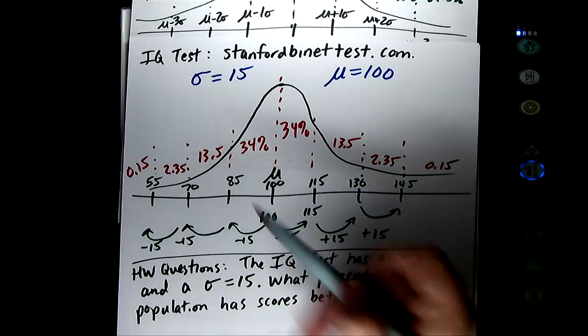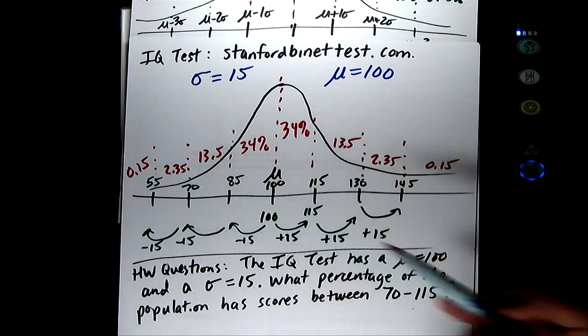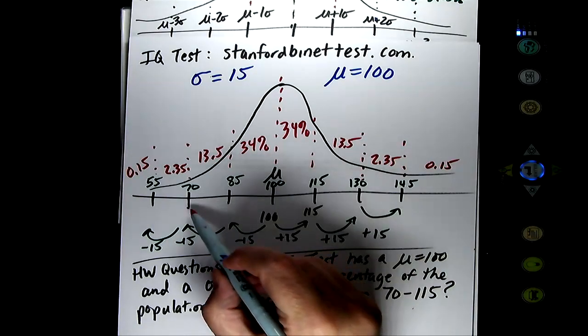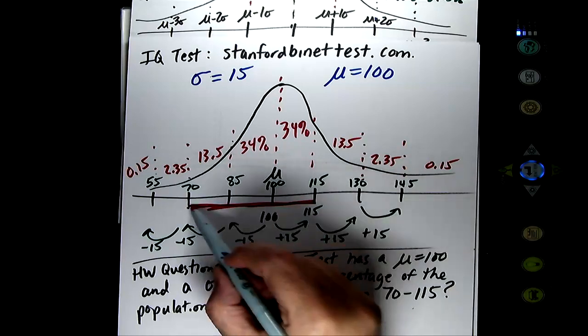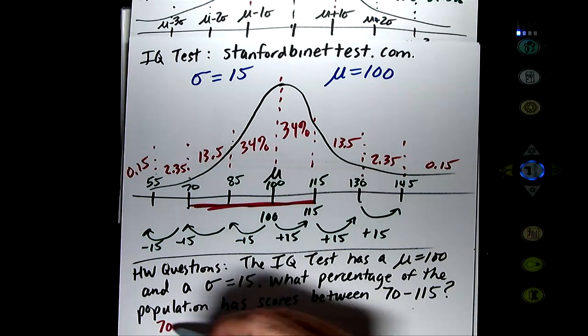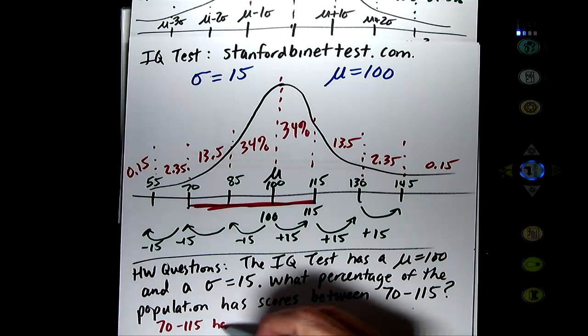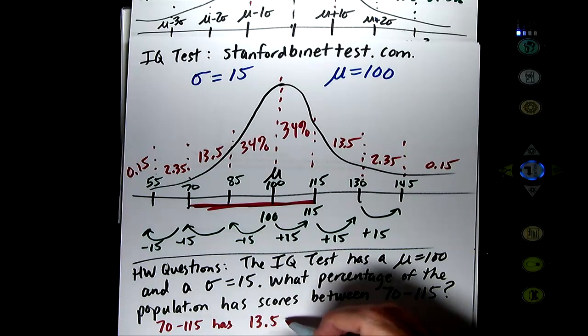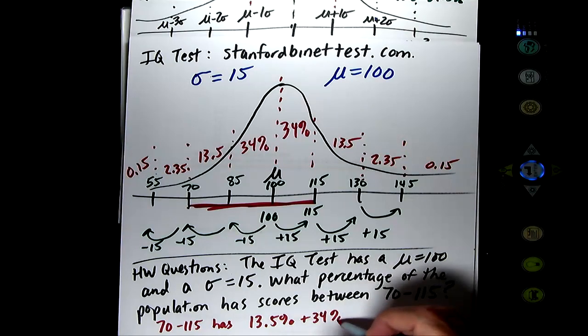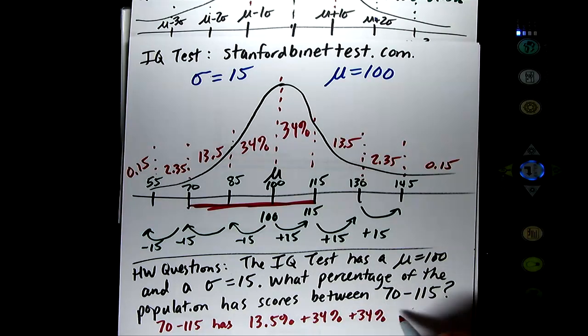So what do we have to do? We identify where the 70 is, and we identify where the 115 is. It's this region right here. So 70 to 115 has 13.5% plus 34% plus 34%. If you add those up, I think that adds up to 81.5%. They'll give you two numbers and you have to give the empirical range values.